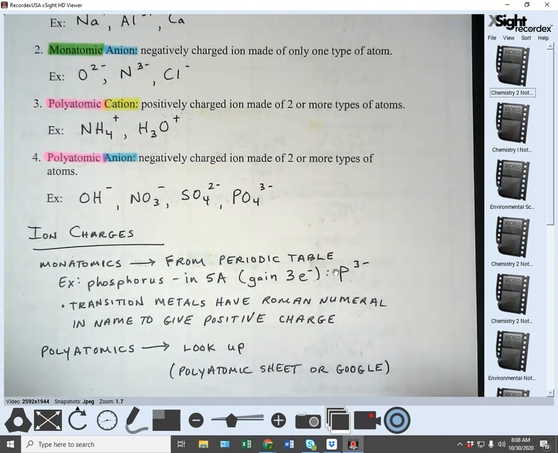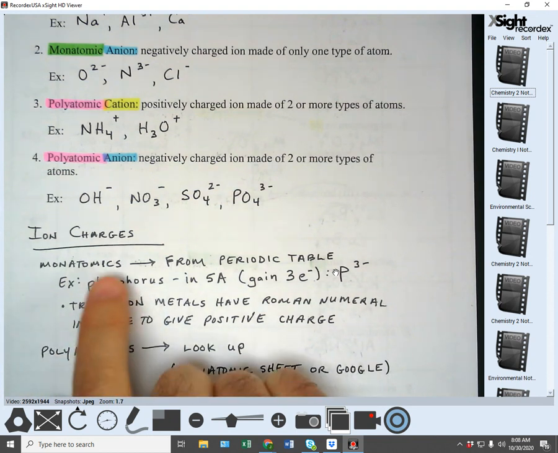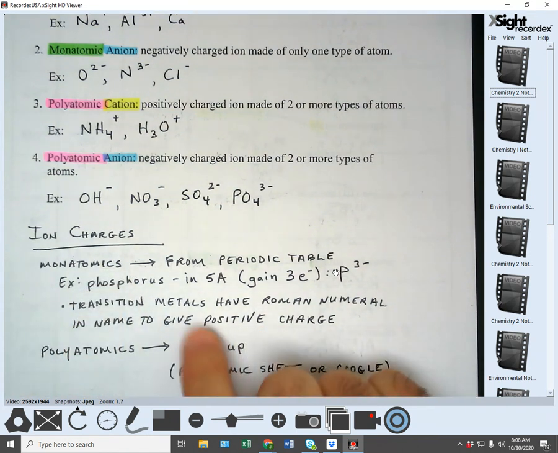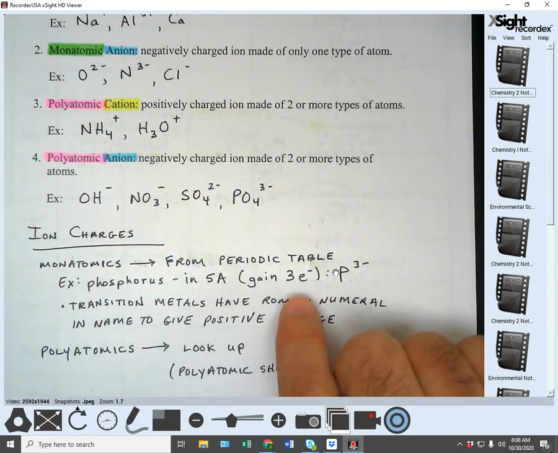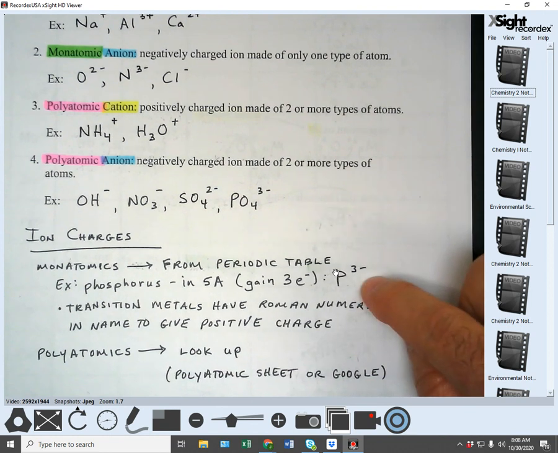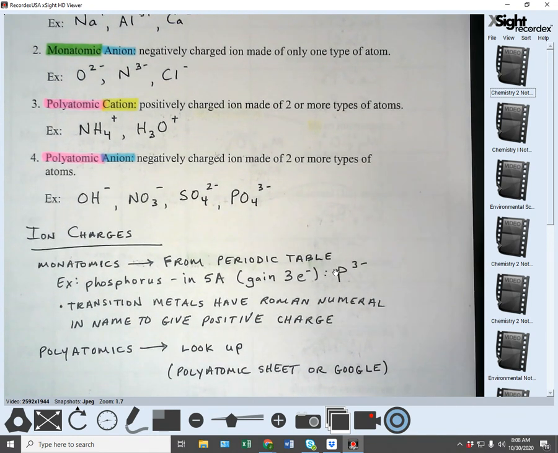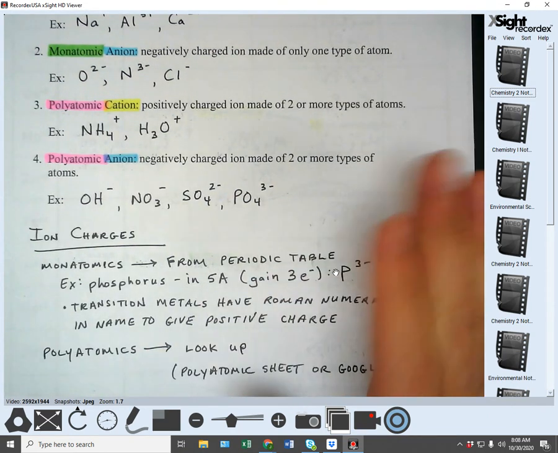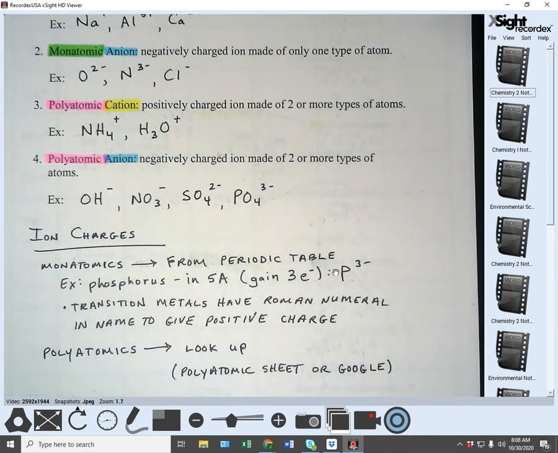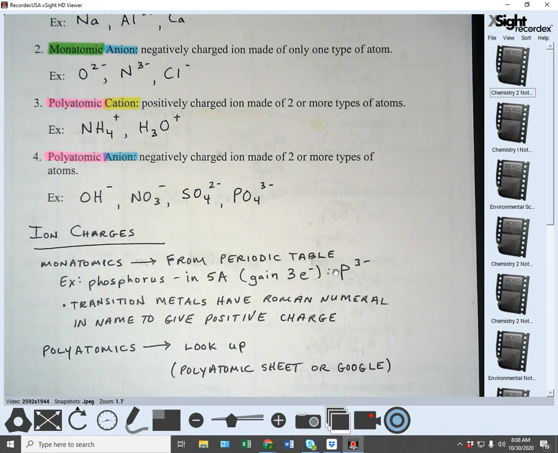If you want to write this down in your notes, you can just pause the video. Ion charges: I told you guys some of this yesterday. Monatomics come from the periodic table. For example, phosphorus is in 5A, it wants to gain 3 electrons, so it's going to make a P3 negative charge. Transition metals have a Roman numeral in the name to give the positive charge. We talked about that.